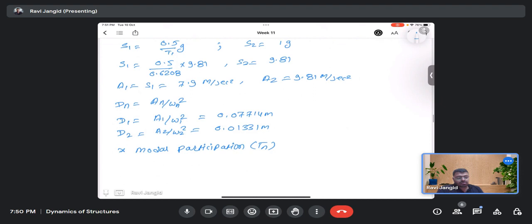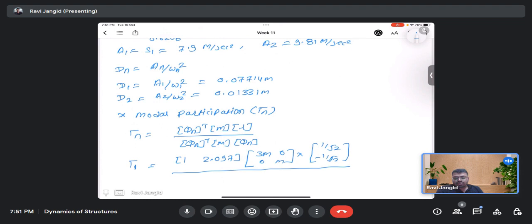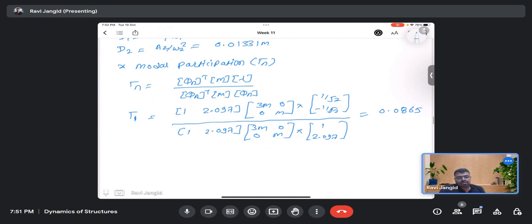Okay. So now calculate the modal participation factor, gamma n. Gamma n is phi n transpose, mass matrix, influence vector, divided by phi n transpose, mass matrix, phi n. For phi 1, it is 1 over 2.097. Mass matrix is 3m, 0, 0, m. Influence vector is 1 by root 2, minus 1 by root 2. When you calculate it, you will get 0.0865.